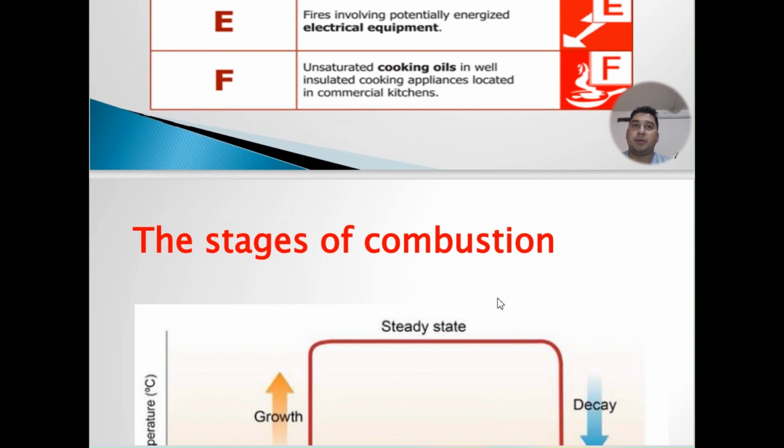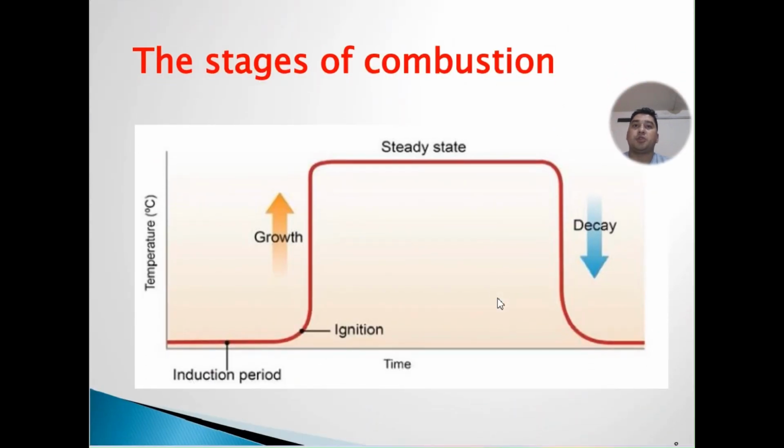Now the stages of combustion. First of all, the induction period, in which the fire slowly starts to grow. After that it goes to growth, and the high flame starts. When it goes high, it remains steady. Then it goes to the decay level. So these are the stages of combustion. Clear?